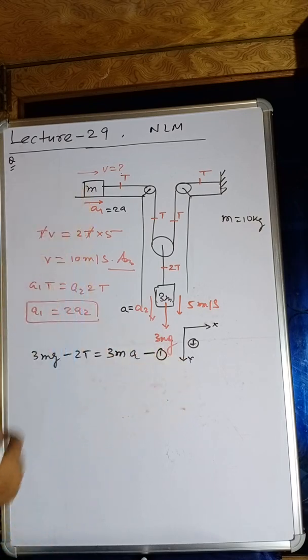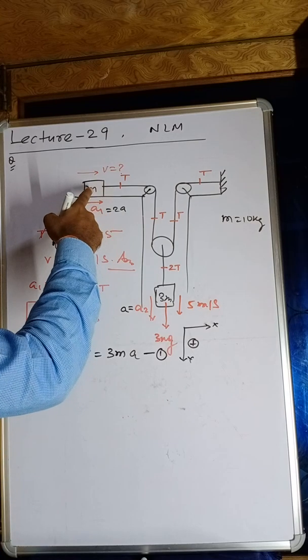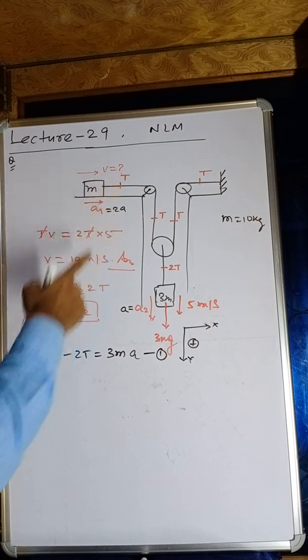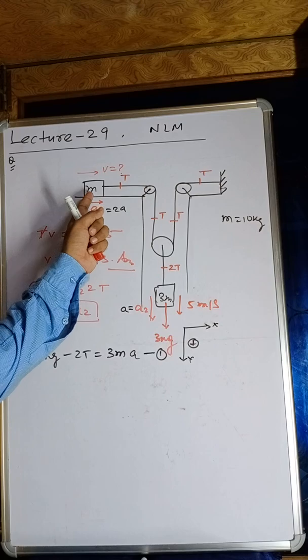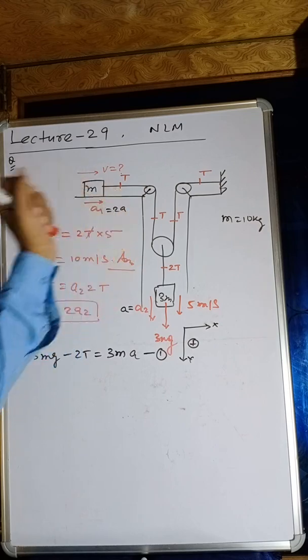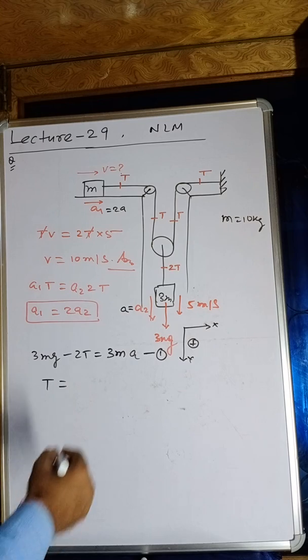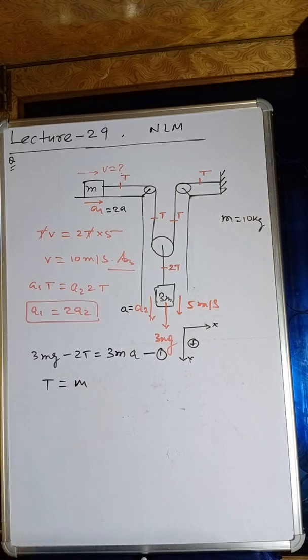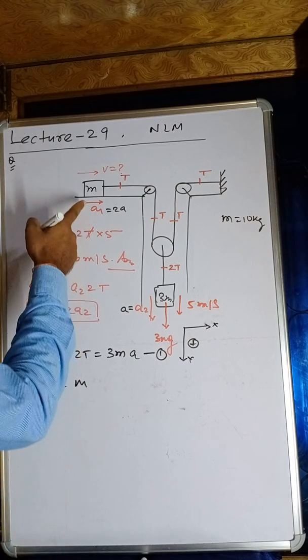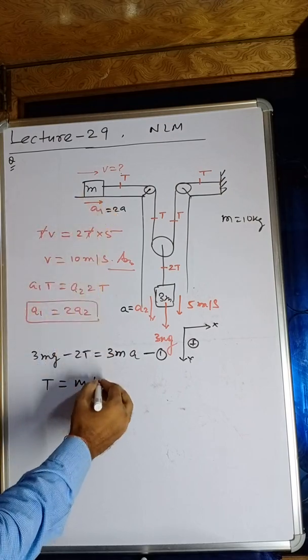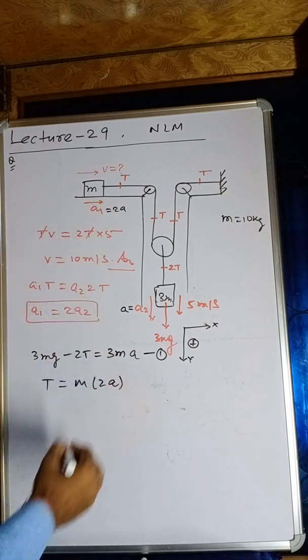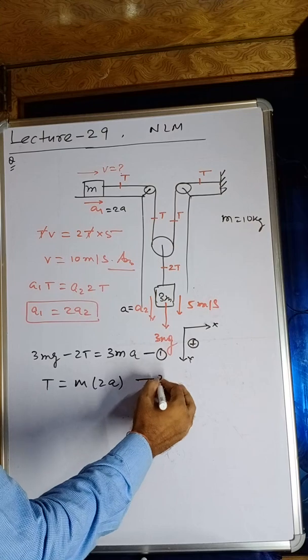For this body we are going to write, who is responsible to move this body? T. Is there any force stopping this body? No, no one. So only one force. We will write here that T is equals to mass, it is m, times acceleration. How much acceleration this body have? 2a. It is 2a. Alright, this is equation 2.